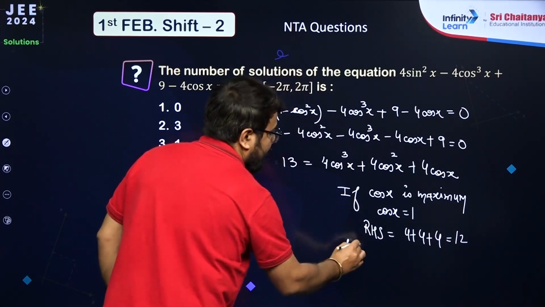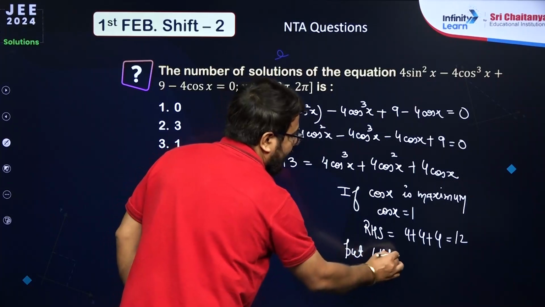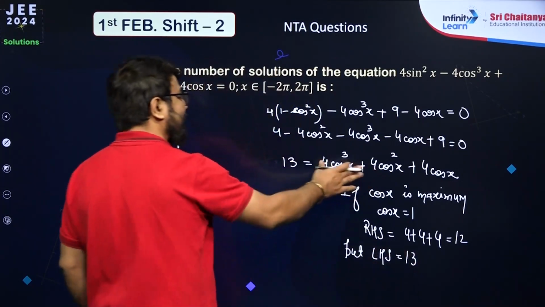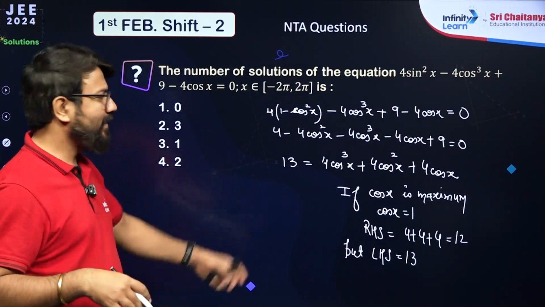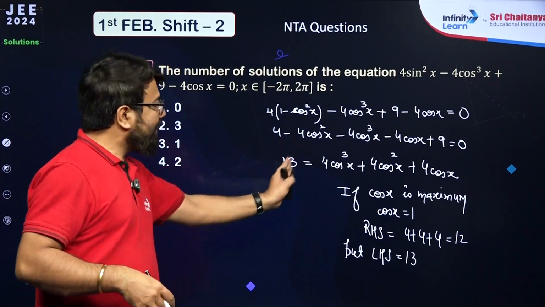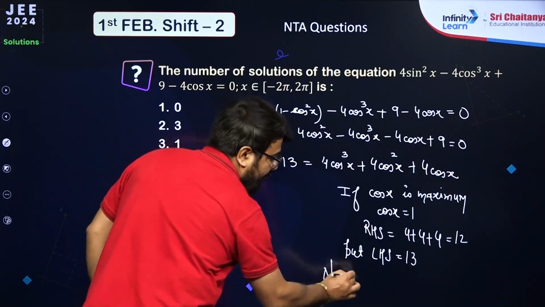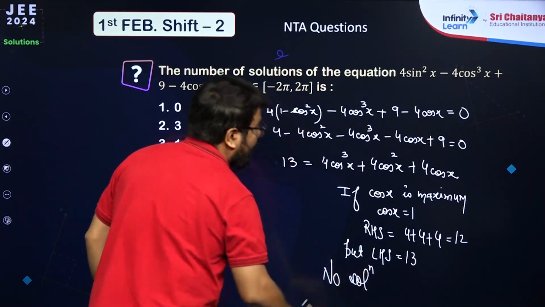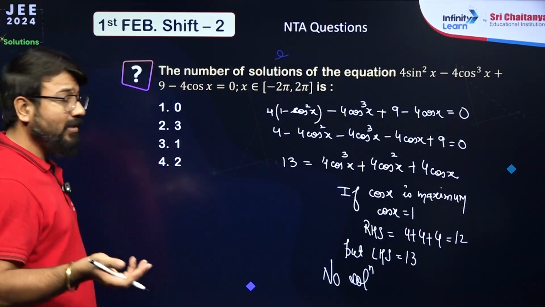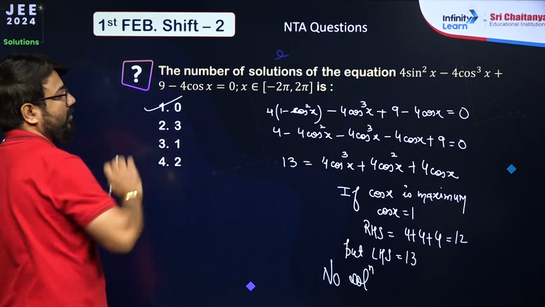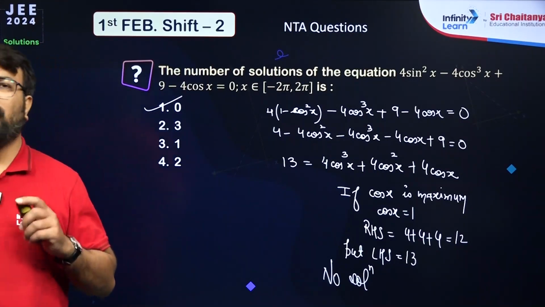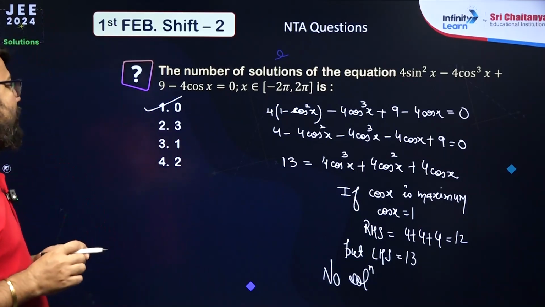But here we can see that the left hand side is 13. So do you think that this maximum value can be 13? No, it has the maximum value 12. So can they be equal? No, they cannot be equal for any value of x. That is why there is no solution. They have asked to find the number of solutions. There are 0 solutions to this equation. I hope you are able to understand how we got the 0 solutions.